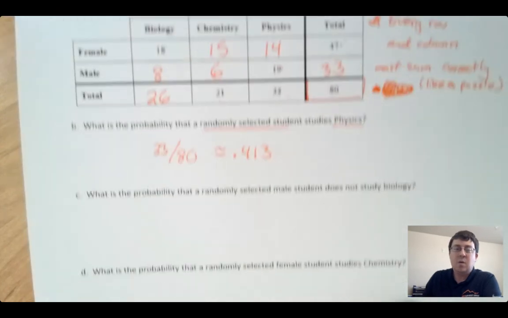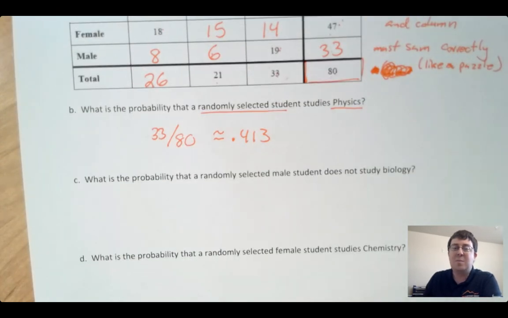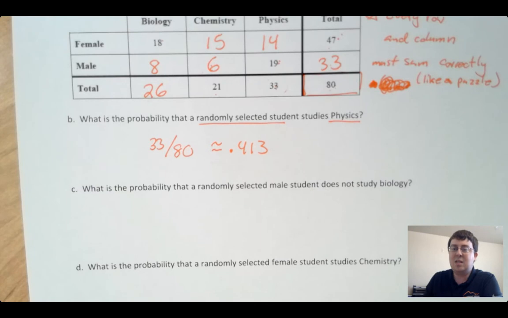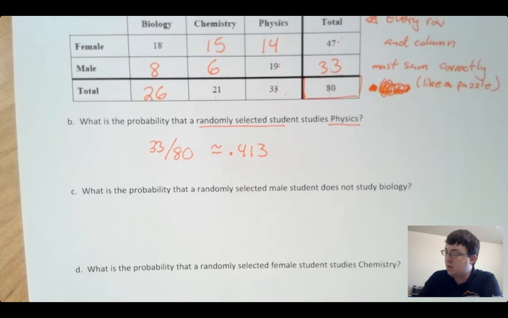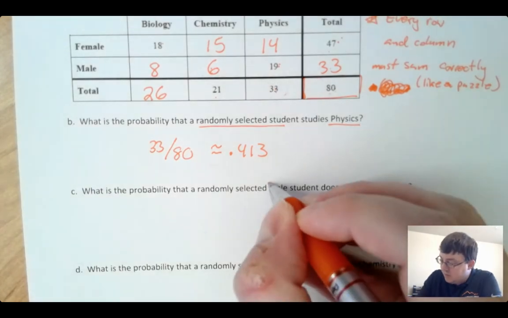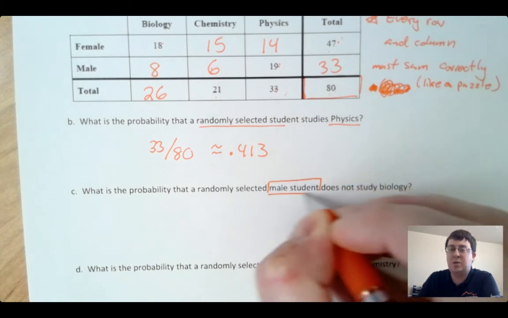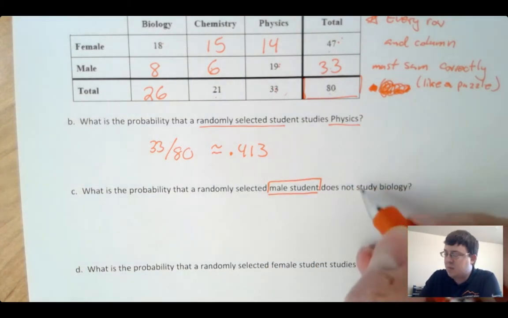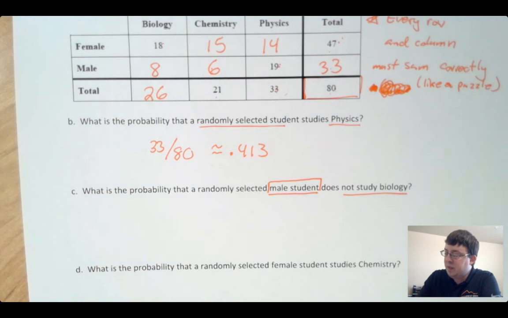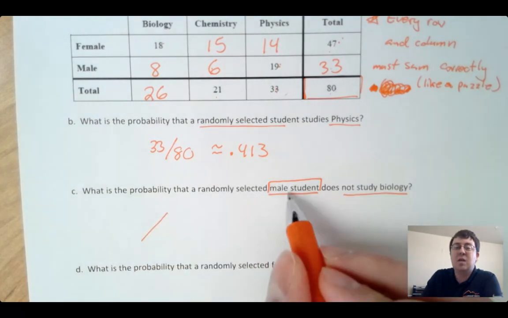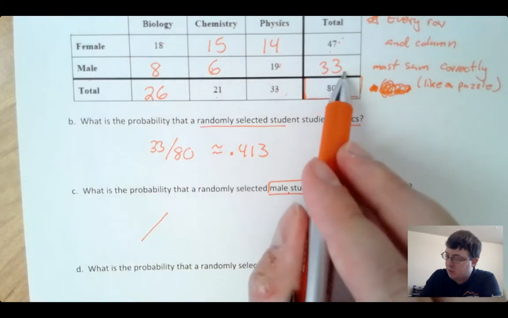Okay. What is the probability that a randomly selected male student does not study biology? Ooh, okay. So I know specifically that I am selecting a male student, and I do not want them to study biology. So I always start with the denominator first. If I'm looking at the male students, I want the total number of male students, which is 33.